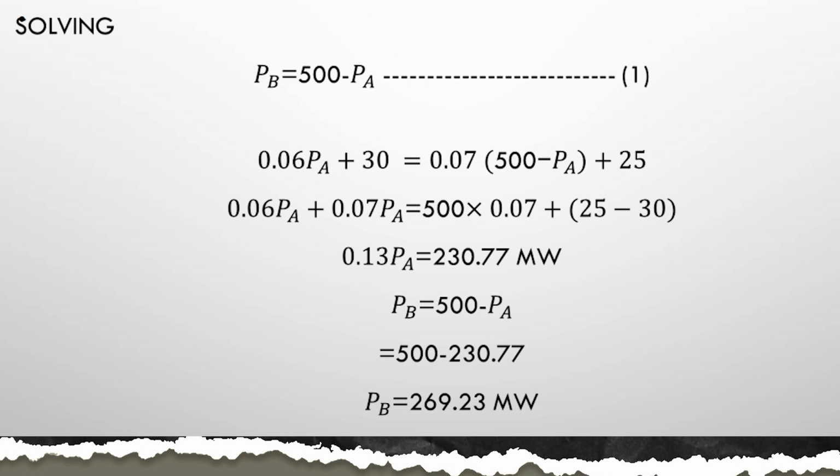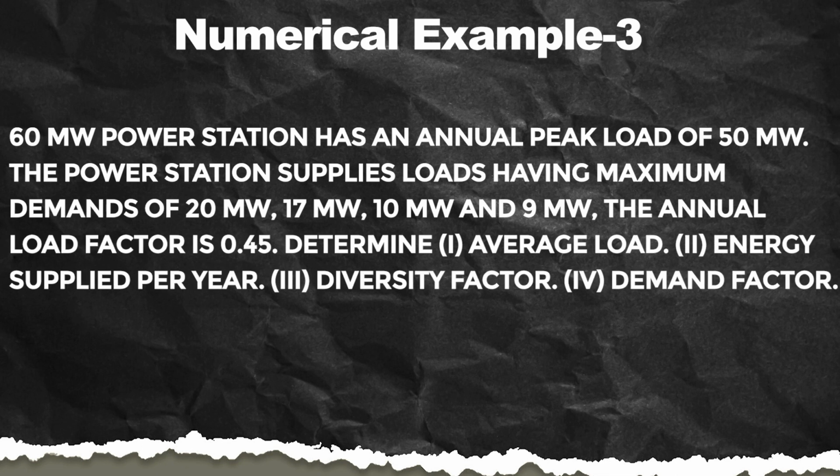Another problem on economics of power generation: demand factor, diversity factor, average load, energy supply. Let us see another problem. A 60 megawatt power station has an annual peak load of 50 megawatt. The station supplies loads having maximum demand of 20 megawatt, 17 megawatt, 10 megawatt and 9 megawatt. The annual load factor is 0.45. Determine: first, the average load; second, energy supply per year; third, diversity factor; fourth, demand factor.